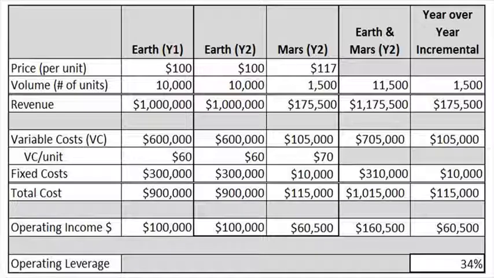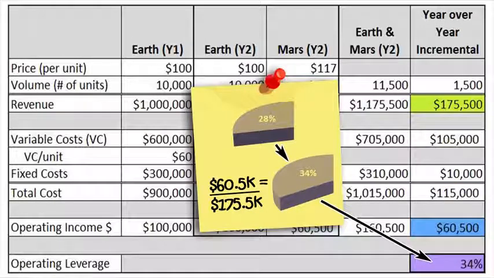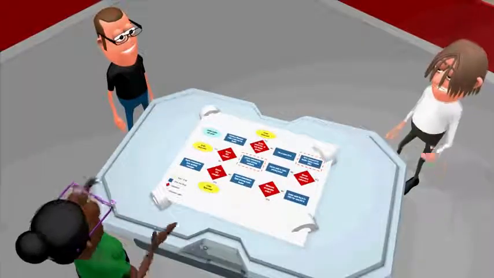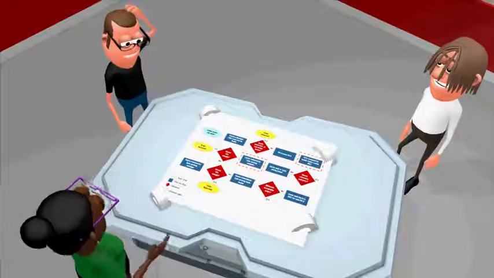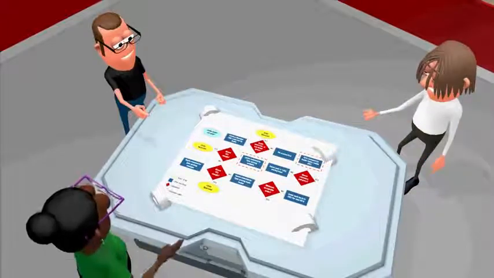Applying VAVE reduces the variable cost on our Mars shipment from $77 per unit to $70 per unit, incremental variable cost to $105,000, and total incremental cost to $115,000, improving operating leverage to 34%. Still not reaching our target operating leverage percentage, the team identifies other improvement opportunities.